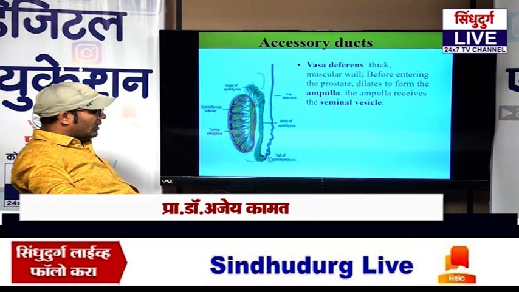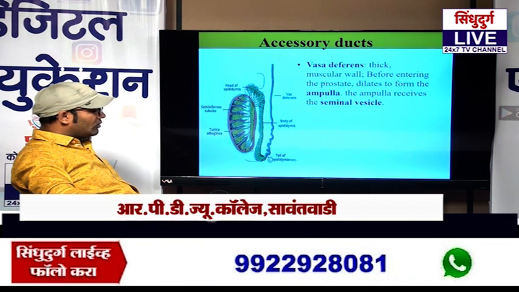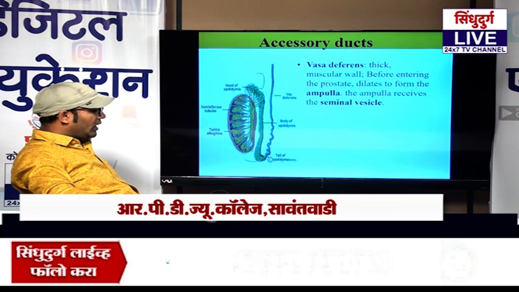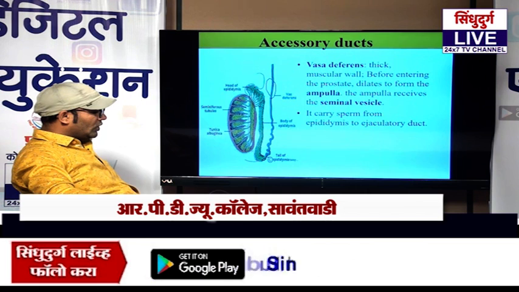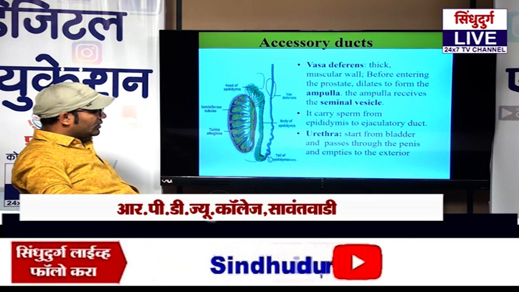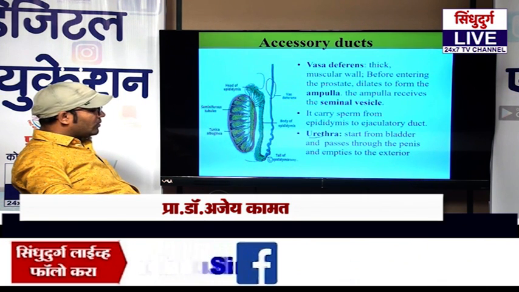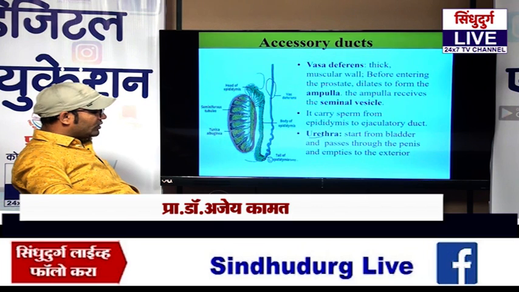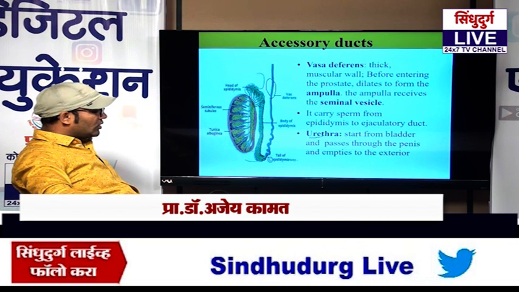Next one is the vas deferens. The vas deferens is made up of a thick muscular wall. Before entering the prostate gland, the sperms travel through the vas deferens. It carries the sperm from the epididymis up to the ejaculatory duct. And now the next part is the urethra. The urethra starts from the bladder and passes through the penis and comes outside.